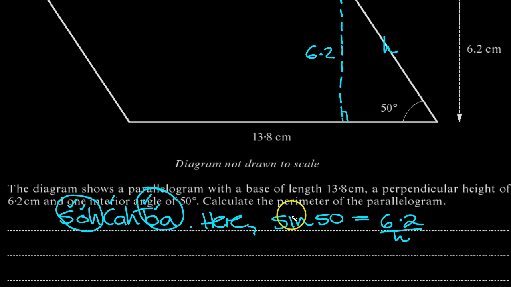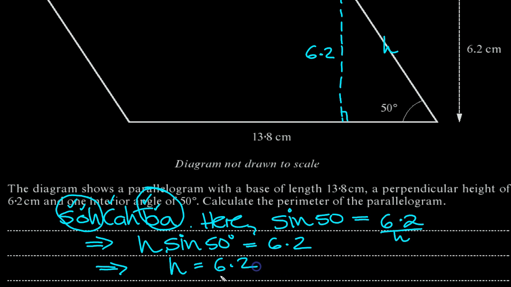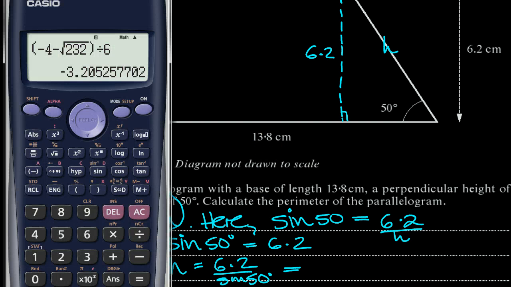So now we can move the h up. I'm going to do two things in one. I'm going to move the h up here to be with the sine, or let's just write this line is equal to 6.2, and then we can move the sine 50 down from times down to divide. 6.2 over sine of 50 degrees, and it looks like they're working to one decimal place in the diagram. So let's work to perhaps one decimal place. We'll keep it more accurate to start with though.